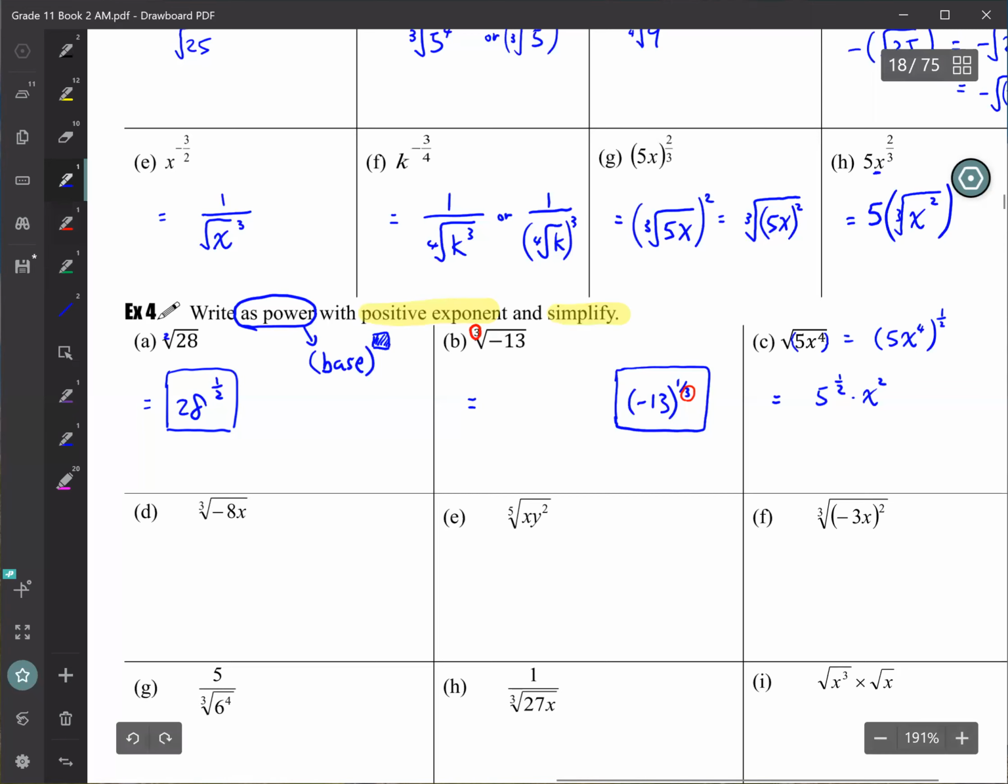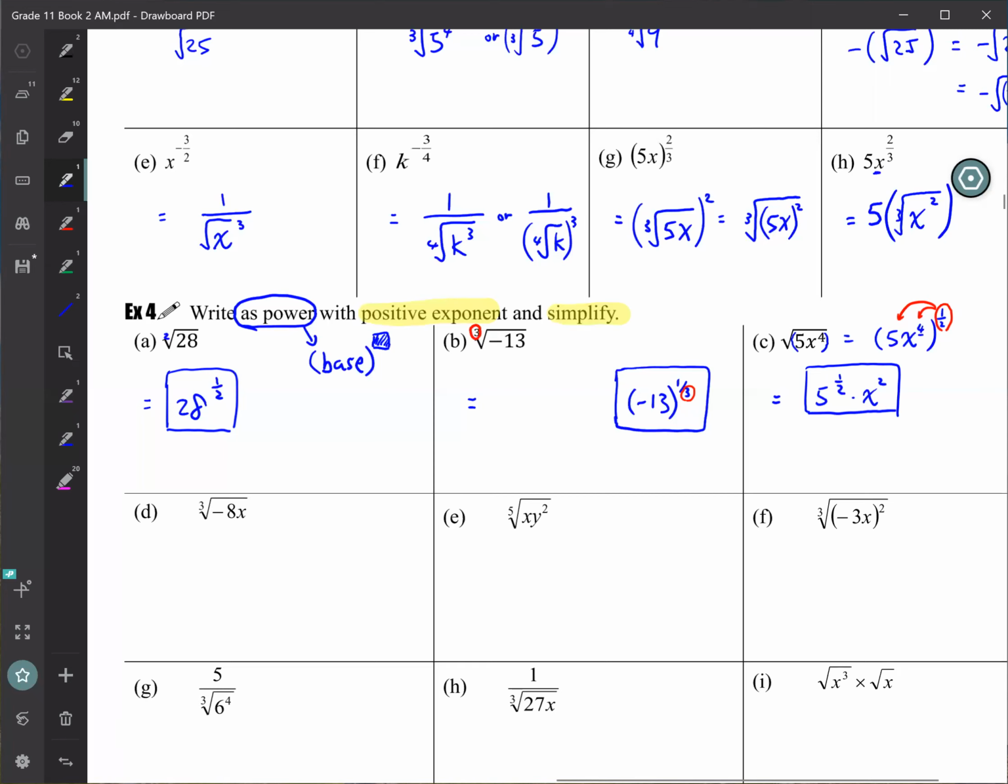Next step, you need to apply the rule that you learned before to simplify. You need to continue, share in the exponent, and you want to leave it as an exponent. So 5 to the half gives you the first part, and then the exponent of 4 multiplied by half will give you the 2. So that's how you get 5 to the half and x squared. It's correct, very good.